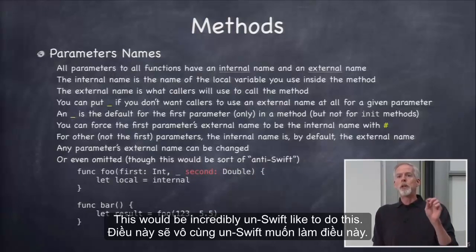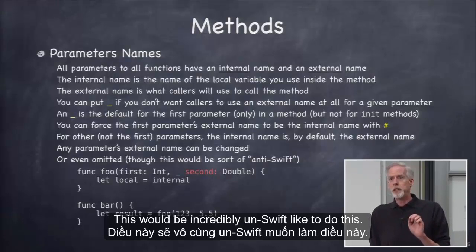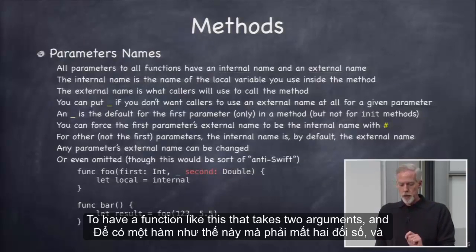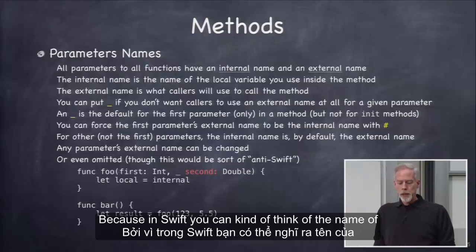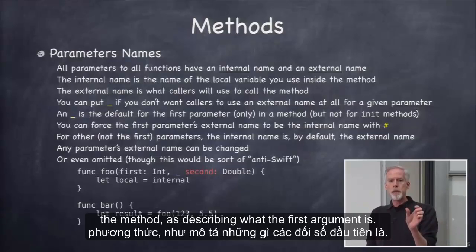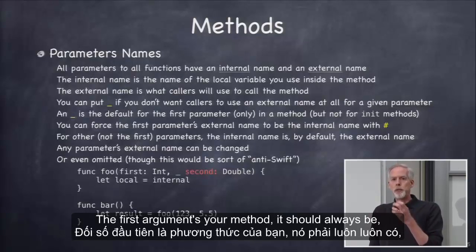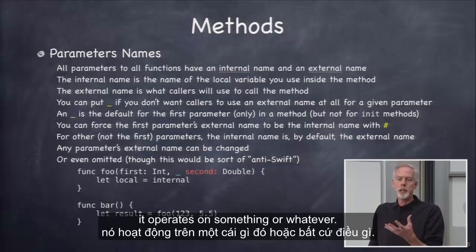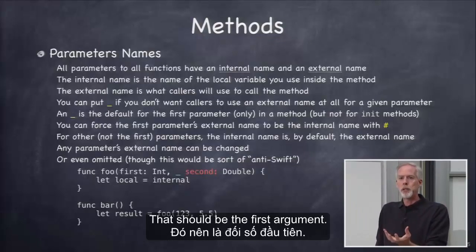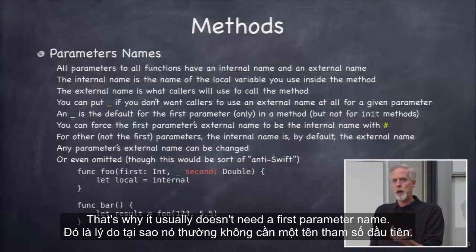This would be incredibly unswift-like to do, to have a function like this that takes two arguments, and the second one doesn't really have a name. Because in Swift, you can kind of think of the name of the method as describing what the first argument is. The first argument to your method should always be kind of obvious based on the name of the method, because the method does something, it operates on something or whatever. That should be the first argument. That's why it usually doesn't need a first parameter name.